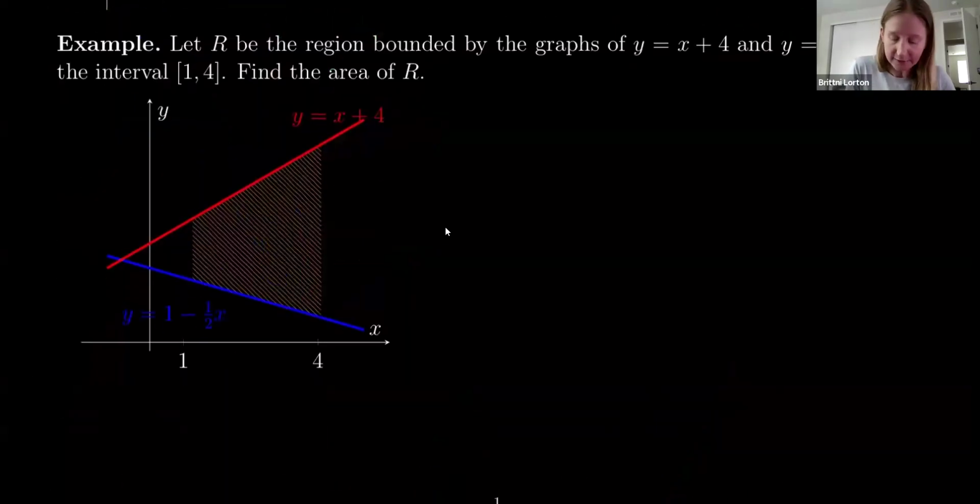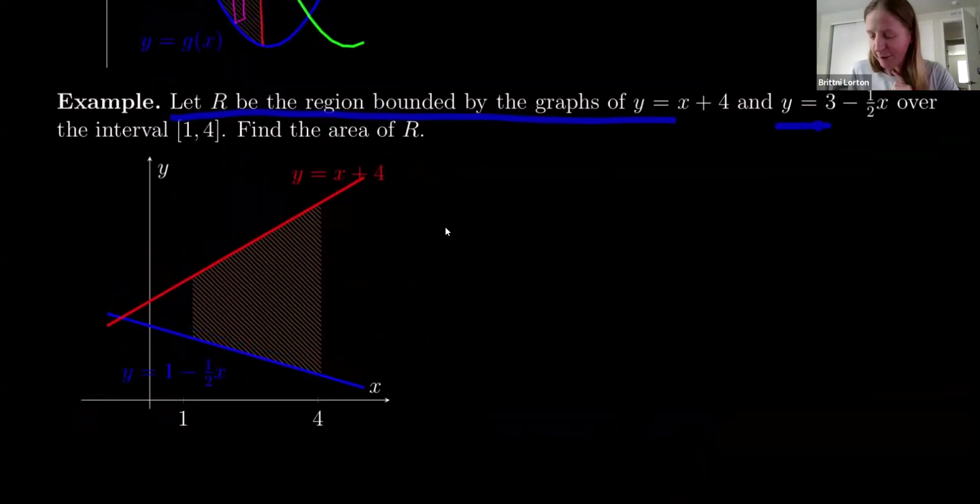So let's work through some examples. This first example, if R is the region bounded by the graphs of y equals x plus 4 and, sorry about that, y equals 3 minus 1/2 x, on the interval from 1 to 4, find the area of that region. So step one is to always draw the graph.